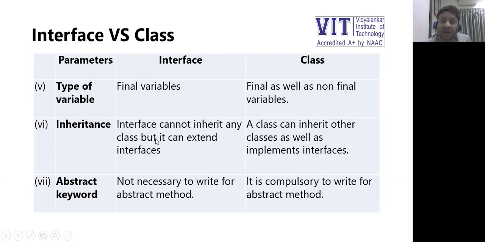Inheritance: an interface cannot inherit any class, but it can extend any number of interfaces, as we discussed. Again, an interface cannot implement an interface. An interface can only extend other interfaces, because if it implements, then it has to give body to the function. This is how it goes. A class can inherit any number of classes, and at the same time it can implement any number of interfaces. For an interface, the abstract keyword you don't have to specify. It is by default abstract. For an abstract class, it is compulsory to specify, otherwise it won't be abstract. So this is about interface.